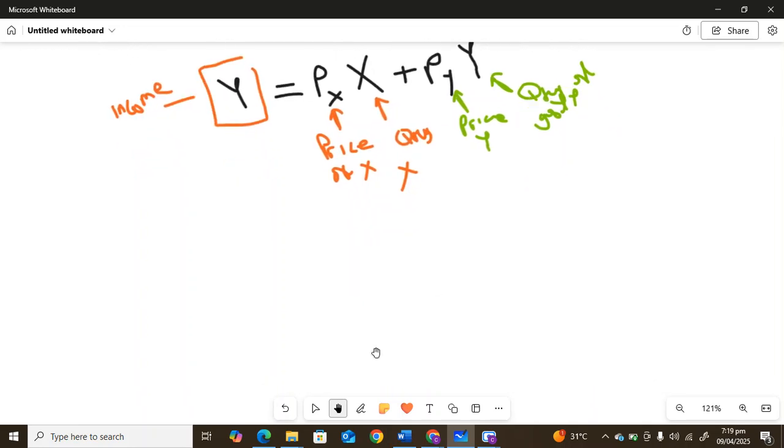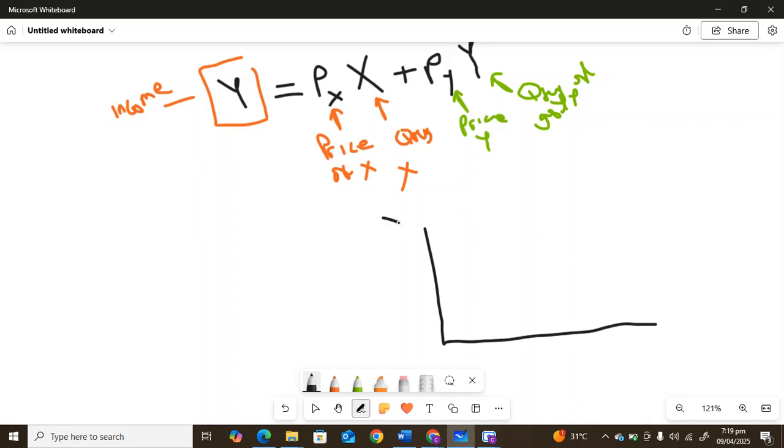Graphically, this can be shown like this. On our y-axis, we have good Y. On our x-axis, we have good X. So we have a straight line like this. This is how our budget constraint equation is shown graphically. Now there are certain terms that we must get familiar with so that we understand this topic more.